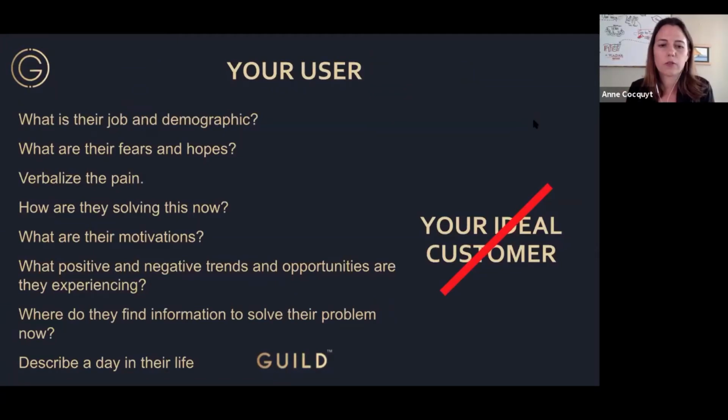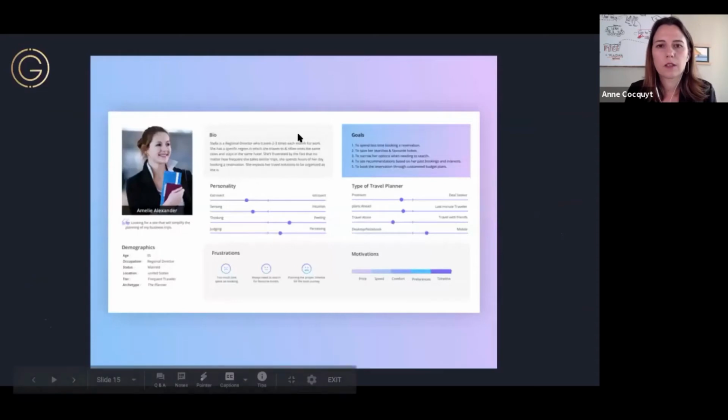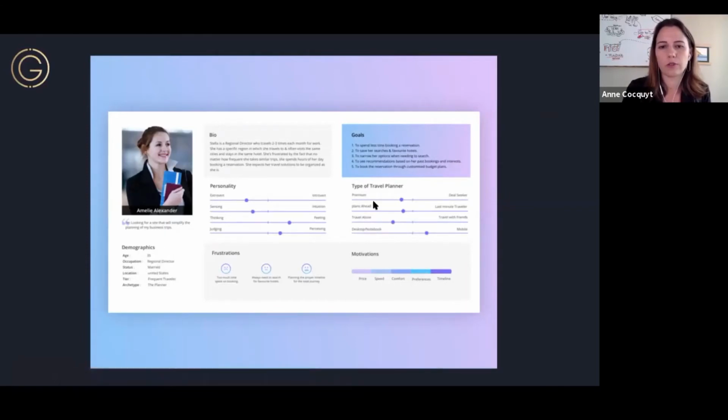Ask yourself too, where do you find information to solve their problem right now? So where do they go right now to solve their problem? What does that look like? Sometimes it can look as detailed as this. This would be an example of a user experience interview with somebody. So we see a lot of things about this person: how old she is, her demographic, her goals, her type. This one is about travel planning, not as relevant right now, but they wanted to learn about travel and how she would react to certain things.